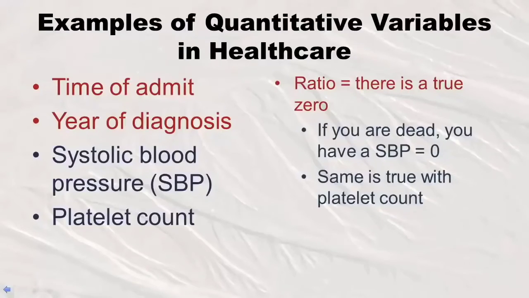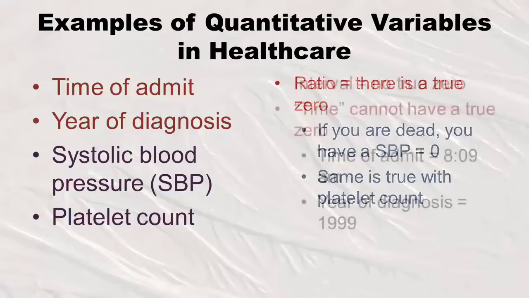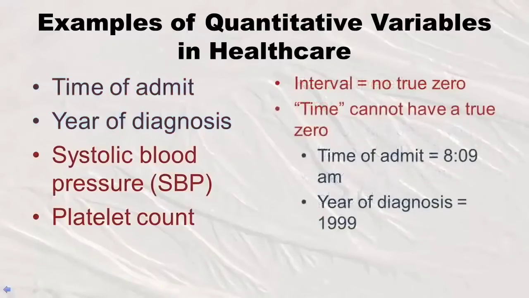Well, let's think about it. It's not very pleasant to have a zero systolic blood pressure because you'd be dead. Same with the platelet count, but it is possible, right? But now when we go on to interval, we can't have zero time, like time of admit, or year of diagnosis. There's no year zero. So as you probably just guessed, ratio is where it's at in healthcare.